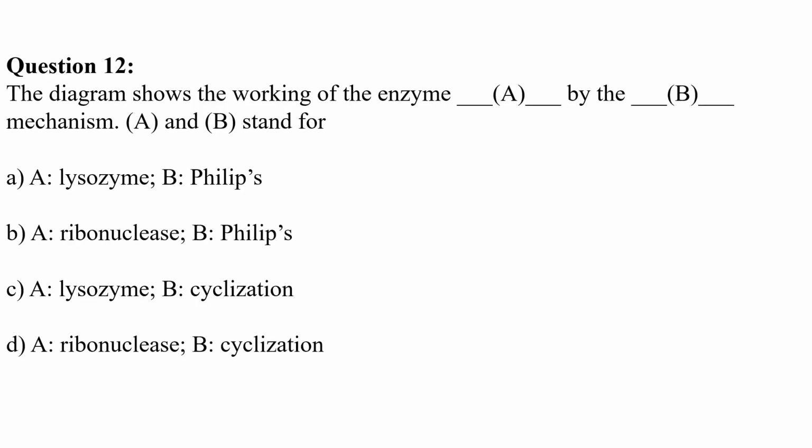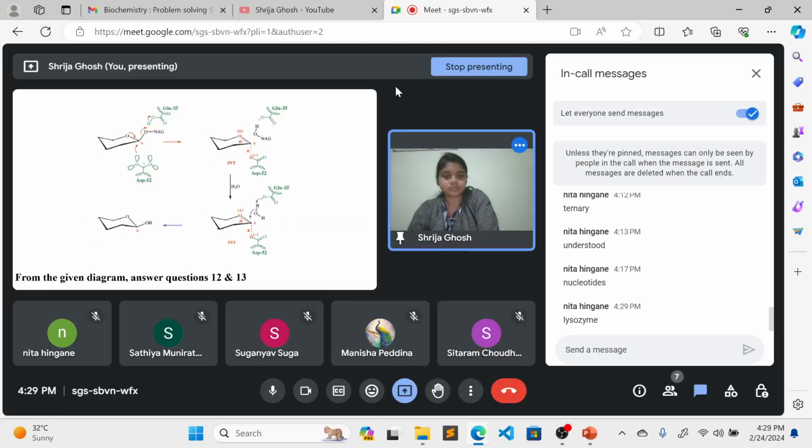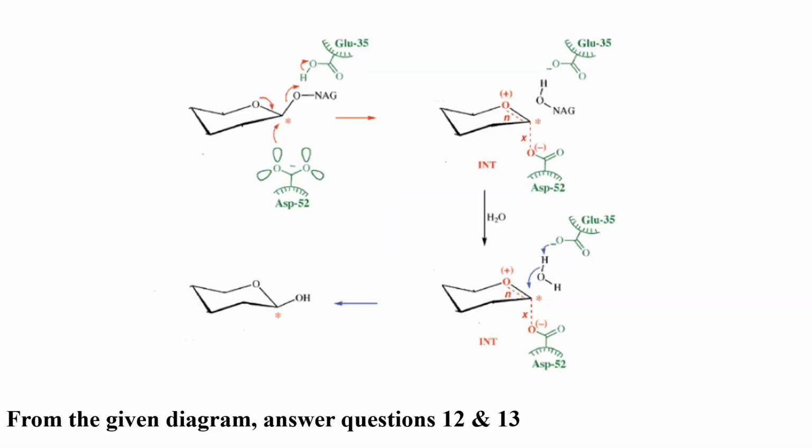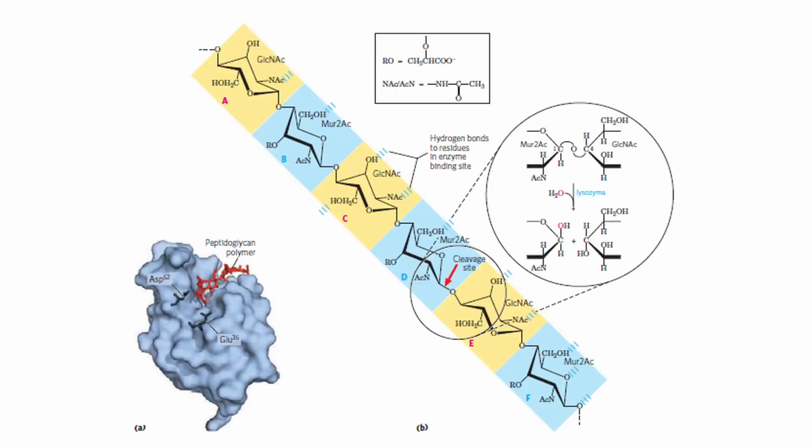The mechanism is called the Phillips mechanism. Here the mechanism of the enzyme lysozyme is shown, and it is called the Phillips mechanism after the scientist who discovered, or described, this mechanism. So lysozyme's mechanism is given, and option A is the correct answer. The enzyme is lysozyme and the mechanism is Phillips.